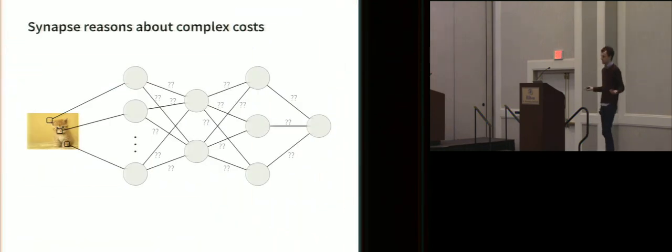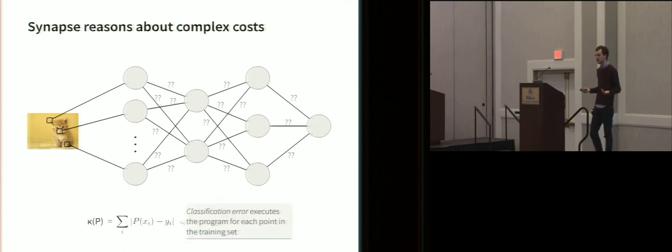Now, why would we ever do this? Well, there are two reasons. The first reason is that the cost function that we have to minimize is quite complex. It's the classification error over a training set. So the solver has to be able to reason about executions of the program and minimize that cost function.